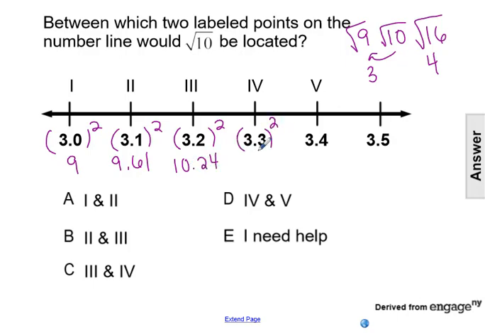3.3 squared, or 3.3 times 3.3, is 10.89. 3.4 squared is then 3.4 times 3.4, which is 11.56.